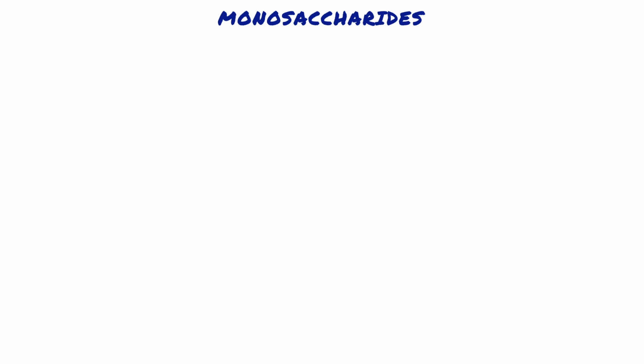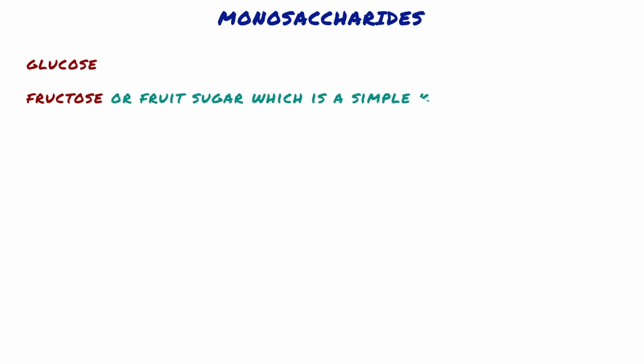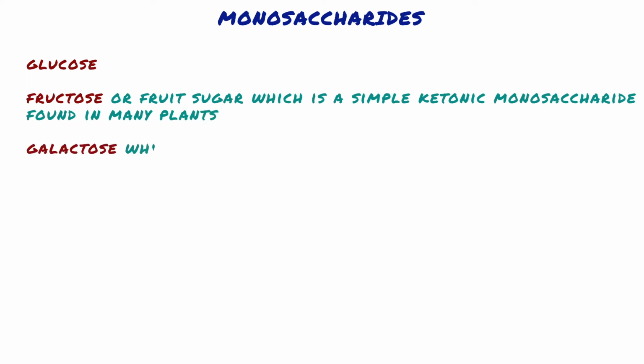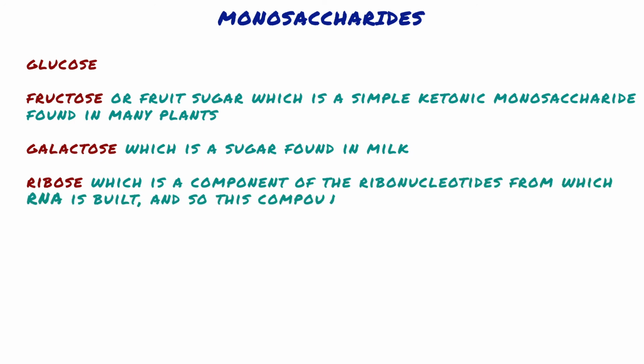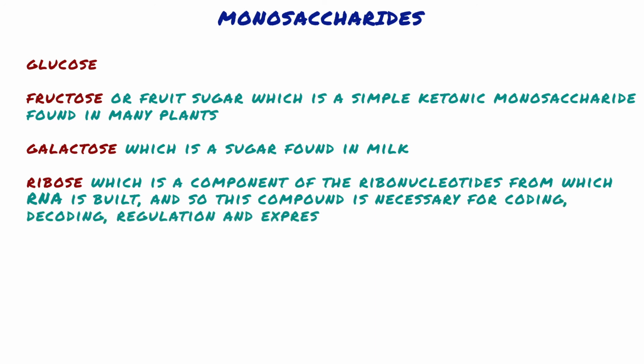Physiologically important monosaccharides are glucose, fructose, or fruit sugar, which is a simple ketonic monosaccharide found in many plants, galactose, which is a sugar found in milk, and ribose, which is a component of the ribonucleotides from which RNA is built. And so, this compound is necessary for coding, decoding, regulation, and expression of genes.